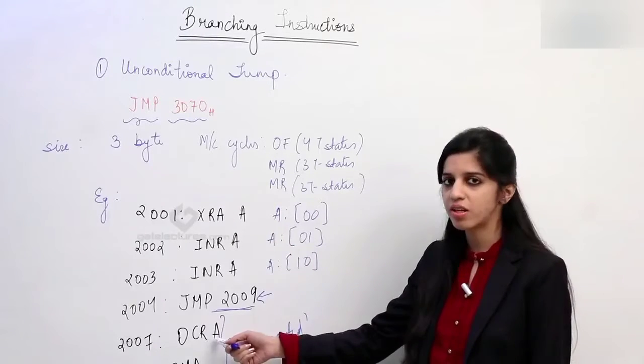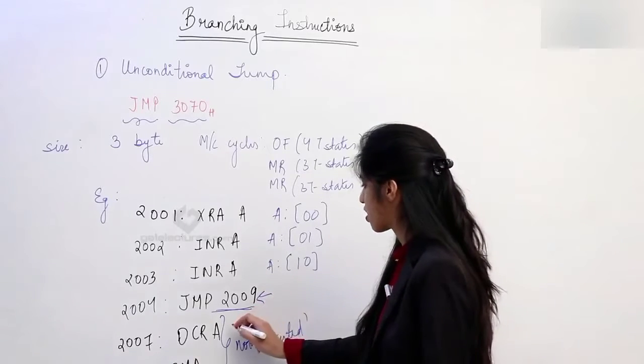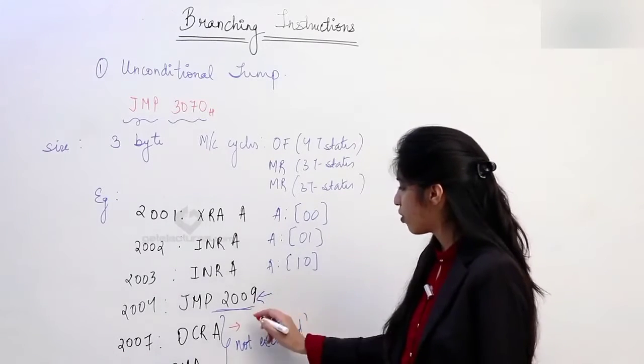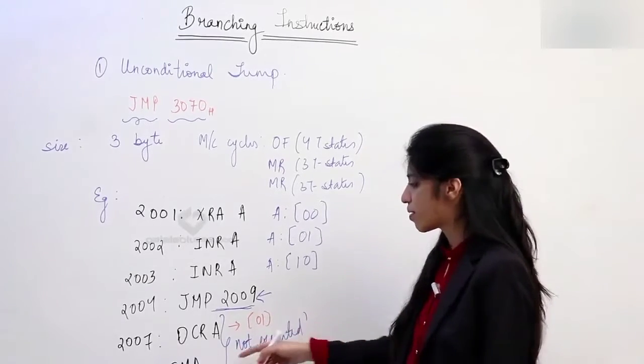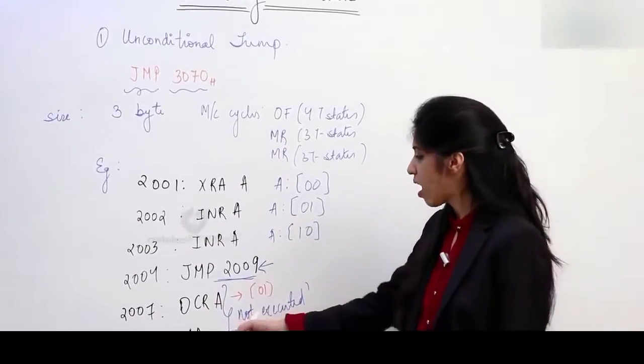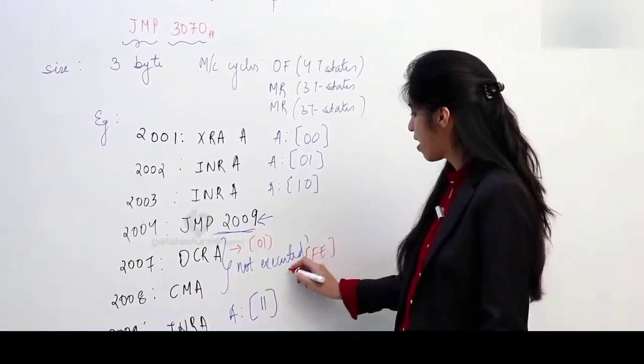These two instructions are not executed. If they had been executed, suppose the DCR A instruction had been executed, after this the value of A should have been 0, 1. And CMA means complement accumulator. If complement accumulator had been executed, the content of the accumulator would have been FE.